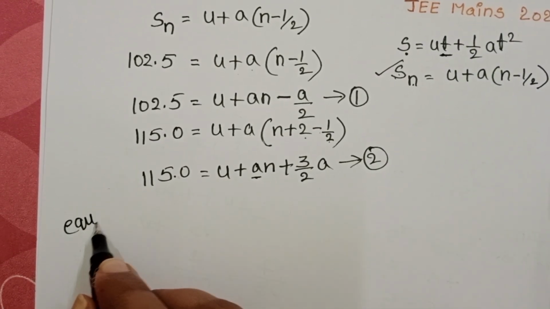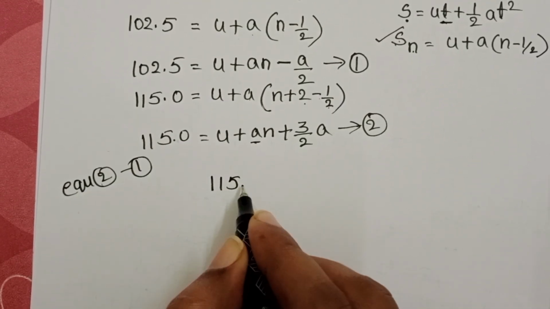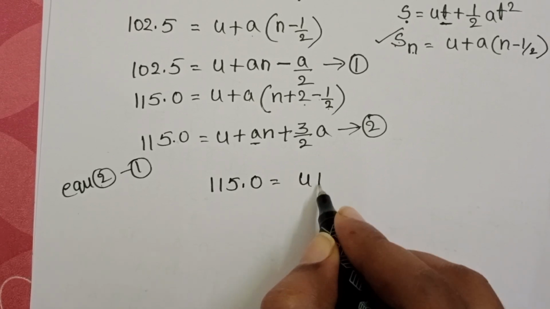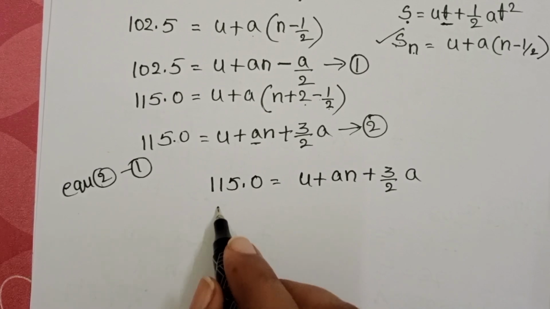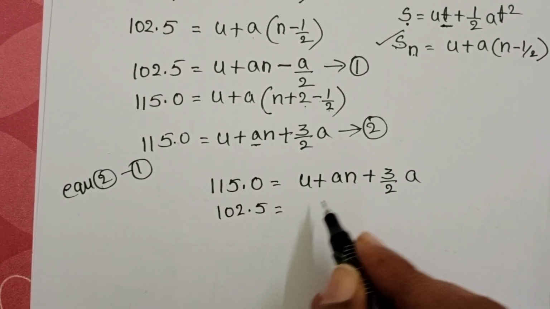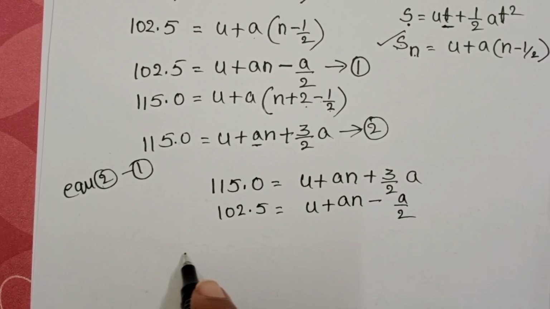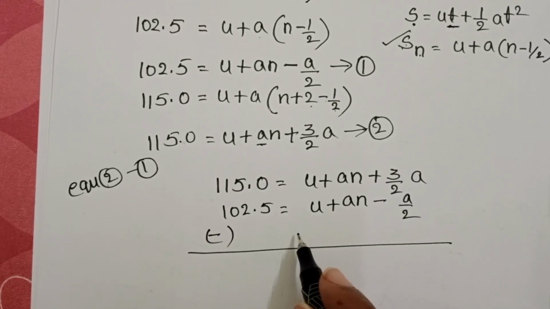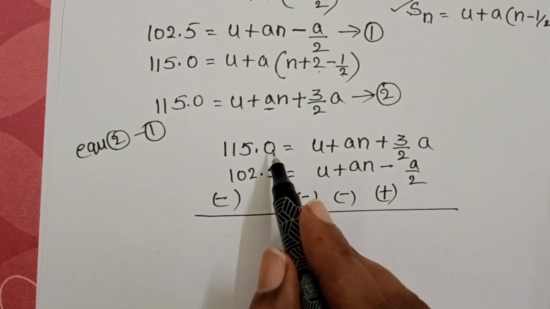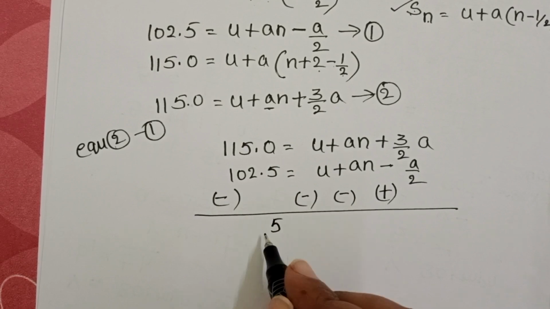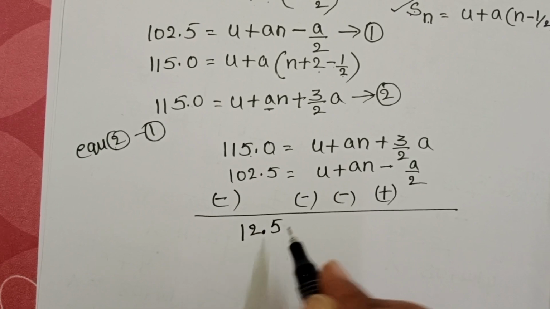Do one thing: equation 2 minus equation 1. 115.0 equals u plus an plus 3 by 2 a; 102.5 equals u plus an minus a by 2. The sign becomes minus, minus, minus; here minus is there, so take plus. 10 minus 5, 5. 4 minus 2, 2. 1 minus 0, 1. 12.5.